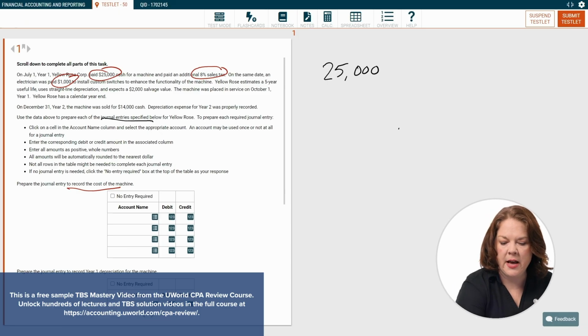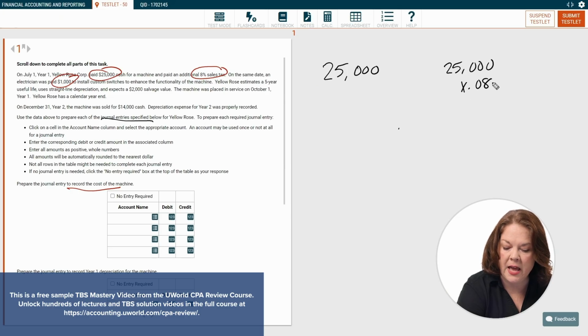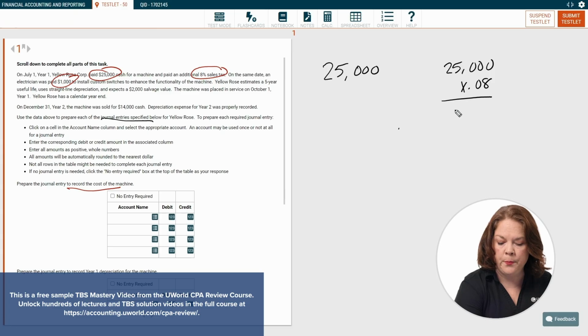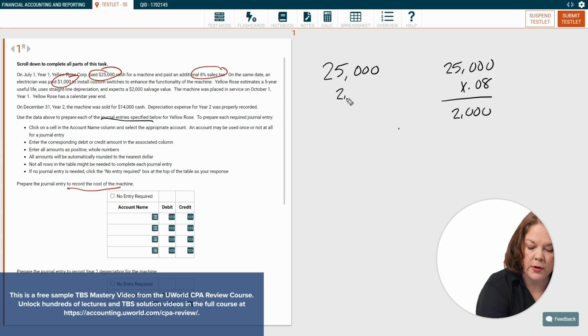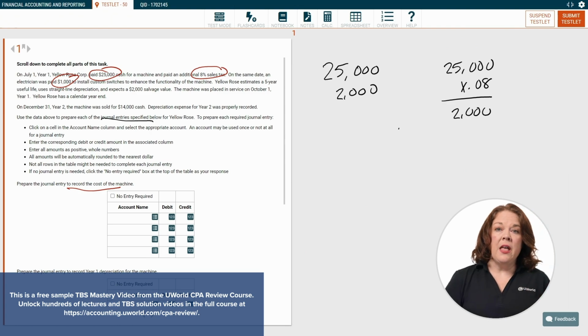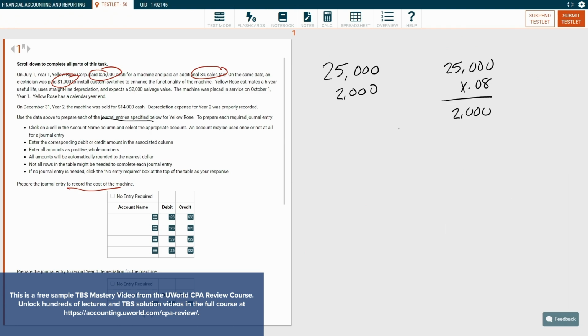How do we calculate that? It's going to be $25,000, the purchase price, times 8%, our sales tax rate, so $2,000 in sales tax. So we're also going to capitalize that. And then we need to capitalize the cost that we've paid to the electrician, $1,000. So in total, we will capitalize $28,000 to the cost of this machine. What does that journal entry look like?